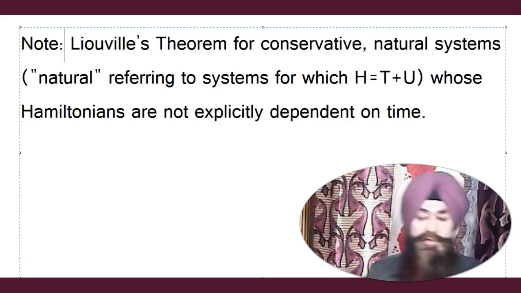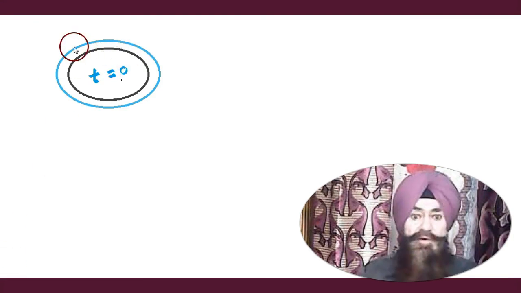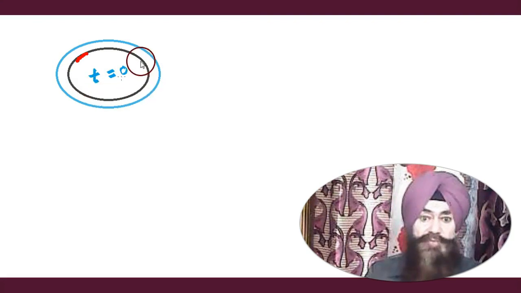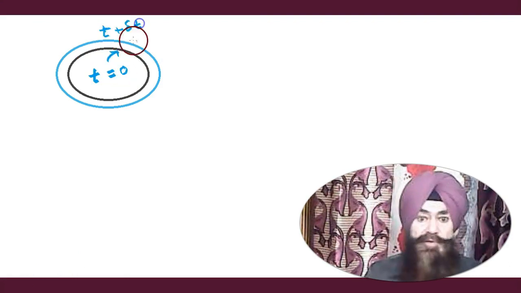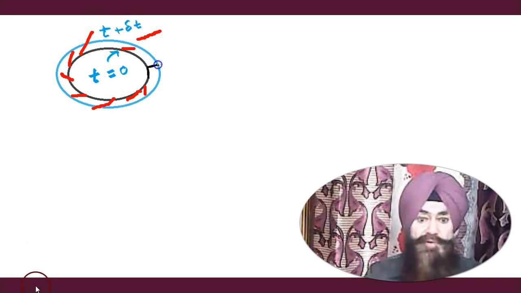So now we prove the theorem. Now consider first of all, this is the volume enclosed by the phase space at time t equals 0. Now what happens at the other time, t plus delta t? The volume increases by a very small amount. This much volume increases by a very small amount.